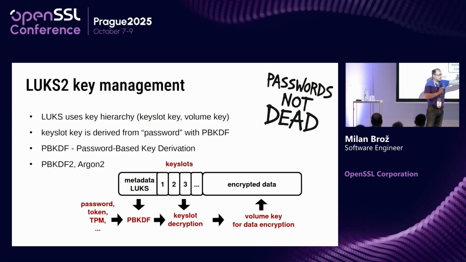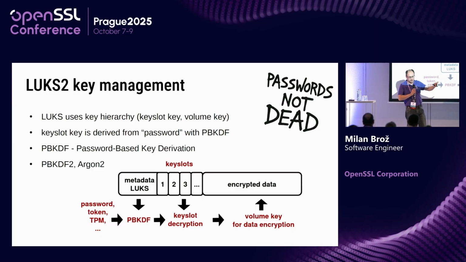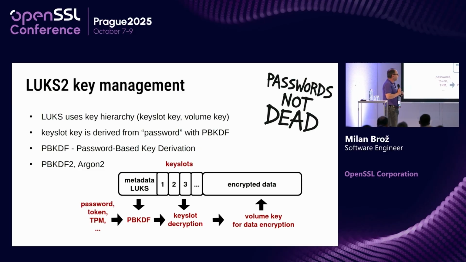So each active key slot contains the same key, but that key is unlocked by password, token, TPM, whatever. If you use Linux, systemd already has that concept of linking to TPM, so they just provide us this, and the rest is the same. Why did I mention it here? That's the first story here.